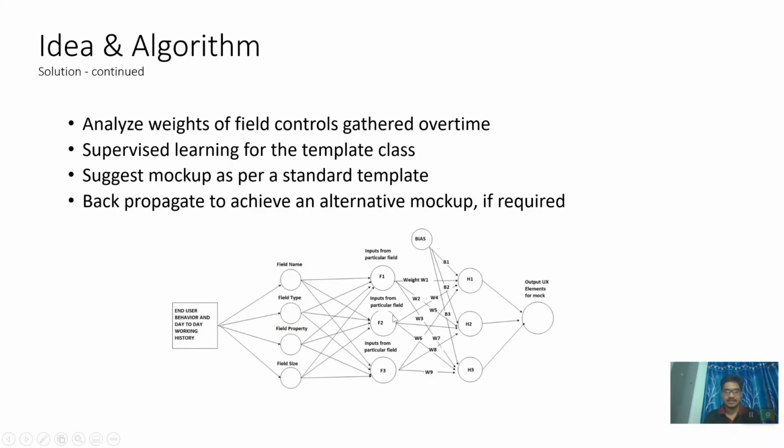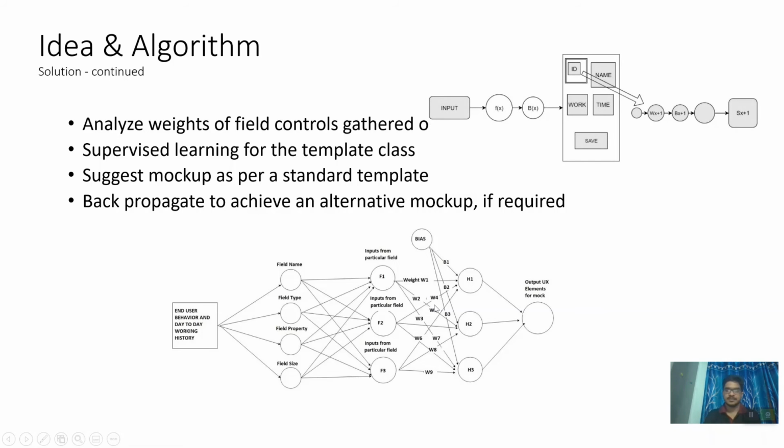So this is again a very common diagram that we know from a basic convolutional neural network, where end user data is fed, and depending on day-to-day work history or user behavior, the final mockup is generated. Similarly, we have a depiction of the same.